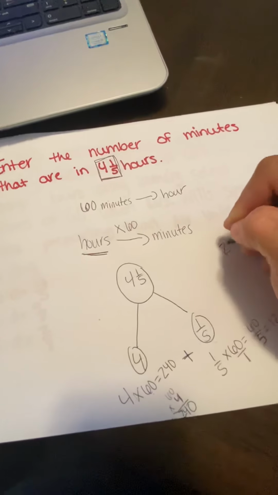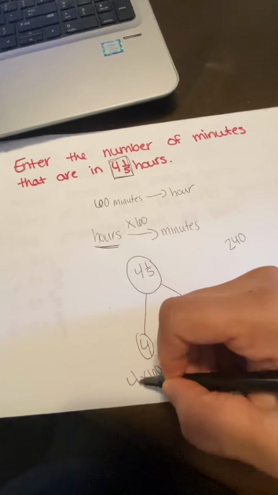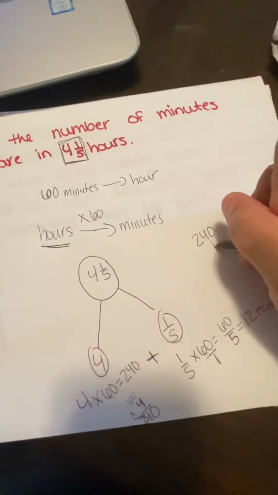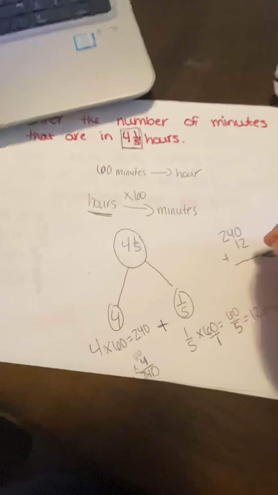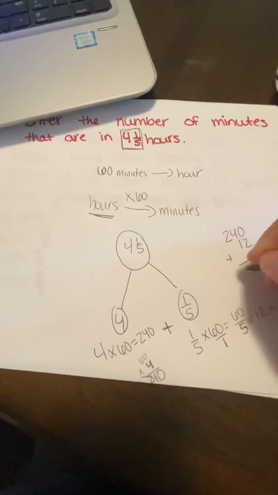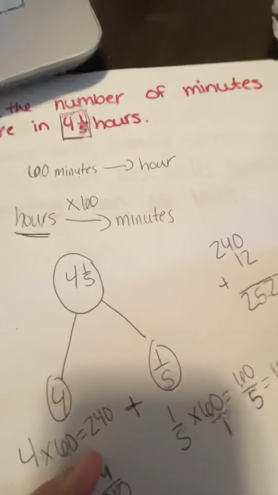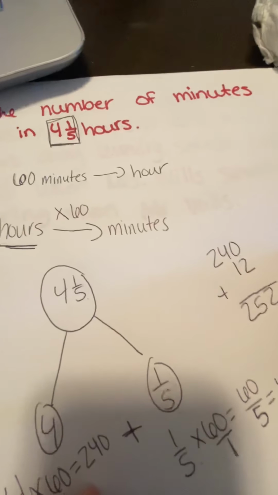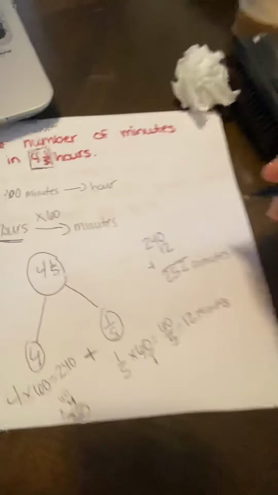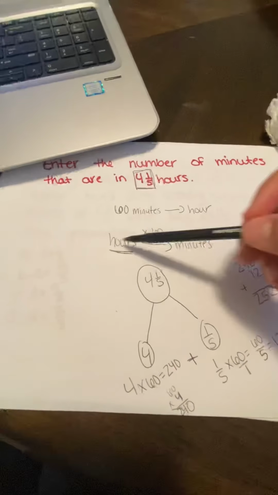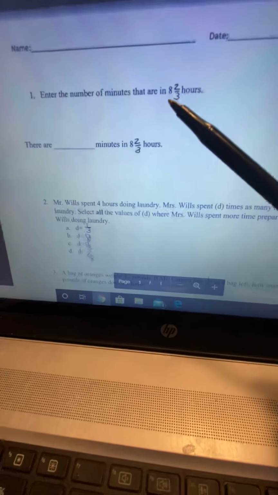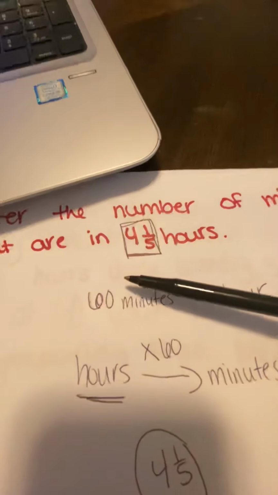So I have 240 minutes for my 4 hours, and then I have 12 more minutes for my 1/5 of an hour. Together, that would give me a total of 252 minutes. Okay? So you do the same process with this one, except you're going to separate 8 2/3 in your number bond instead of 4 1/5.